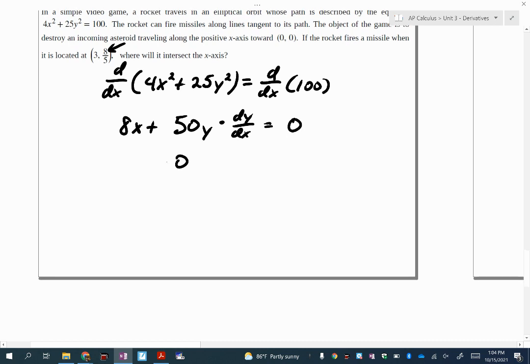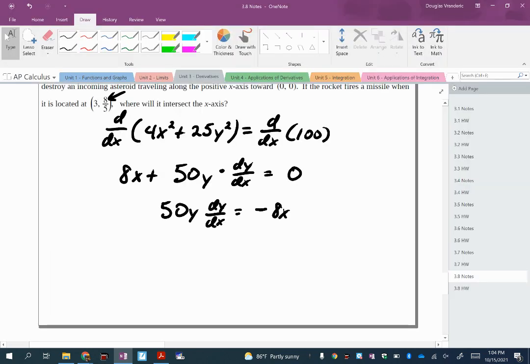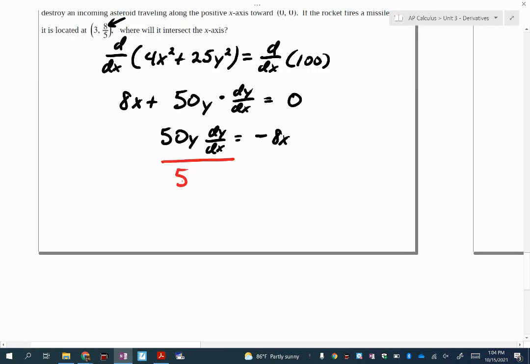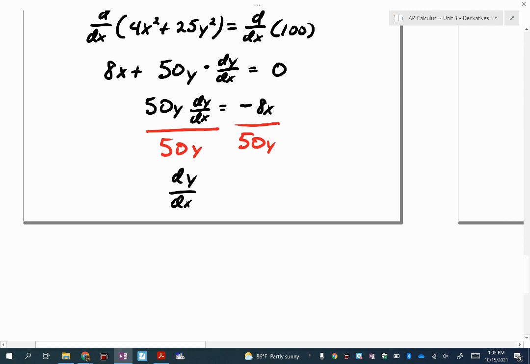Move over the stuff that doesn't have dy/dx. That's going to be negative 8x. And divide both sides by 50y. And you get dy/dx equals, let's see, that's going to divide by 2, so 4/25. So it's going to be negative 4x over 25y. So this is the derivative.